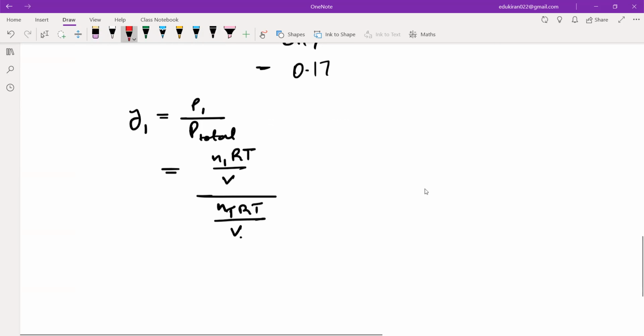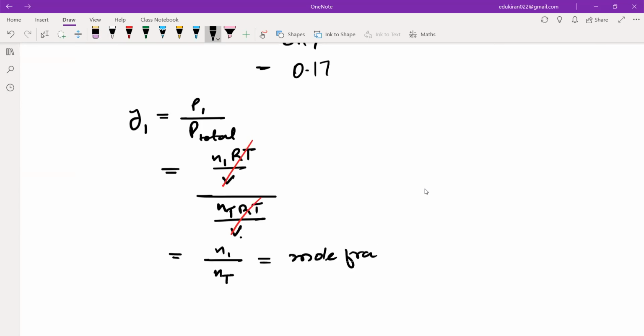Now you can see that what are the things that we can cancel? We can cancel R, T, V, and this will be equal to what? This will be equal to N1 upon N total. अब N1 upon N total ही क्या होता है आपका? मोल फ्रैक्शन होता है. Yes or no? Got this? Okay, so this is how the derivation has come, that mole fraction of any gaseous component is equal to the partial pressure of that gas divided by the total pressure.